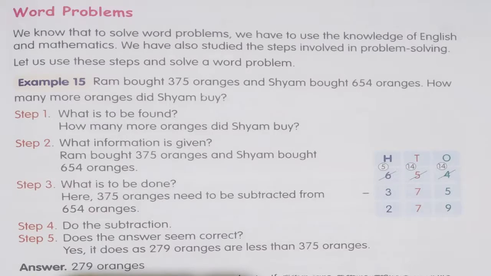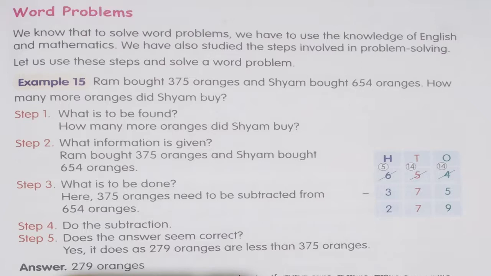Now word problems. We know that to solve word problems, we have to use the knowledge of English and mathematics. We have also studied the steps involved in problem solving. Let us use these steps and solve a word problem. अब हम एक word problem solve करेंगे. The question is, Ram bought 375 oranges and Shyam bought 654 oranges. How many more oranges did Shyam buy?